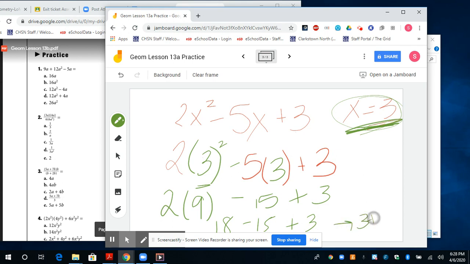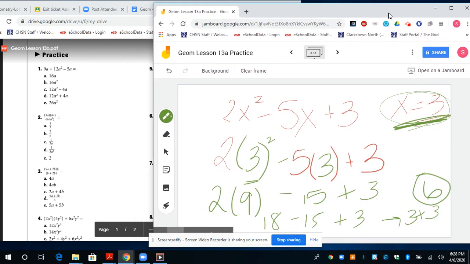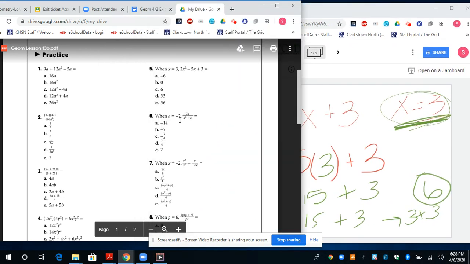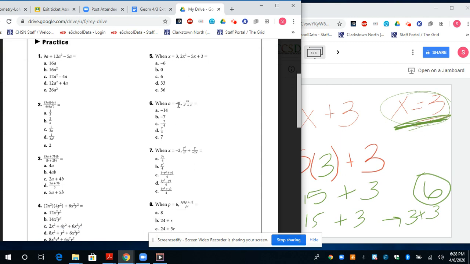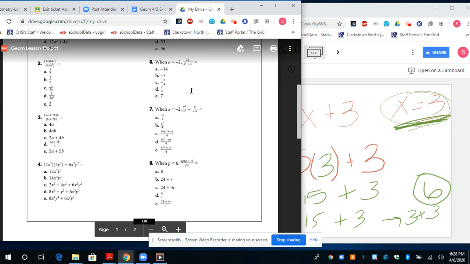3 plus 3 is 6. So for number 5, that would be choice C. So 6 is similar. That's what you guys are doing. You're plugging in -2 into this and see what you get. Again, show me the work. It shouldn't be a lot of work, but you need to show me something.